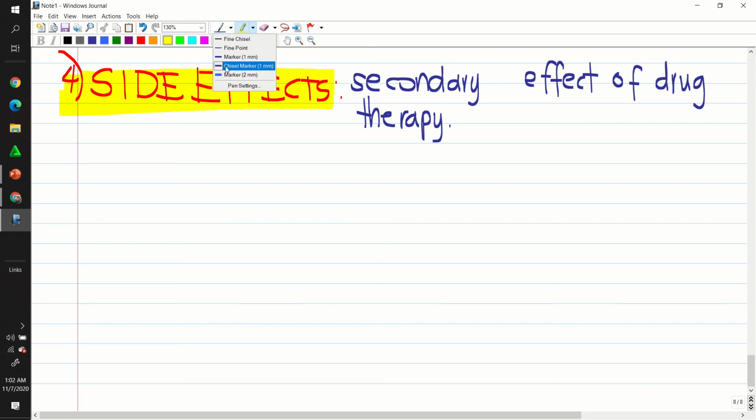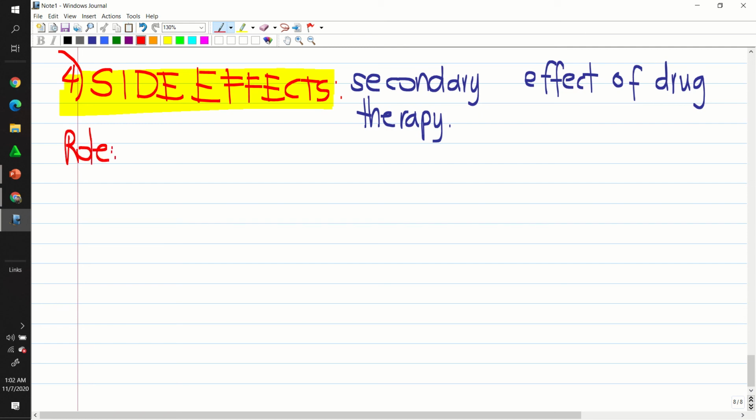They will stop taking that medication without even knowing, because they lack knowledge about the side effect, that it is normally occurring. Yun talaga yung side effect ng medication. So it is very important, class. It is a very important role of a nurse. Teaching about the side effect is very important. Encouraging them to report side effects is very important.